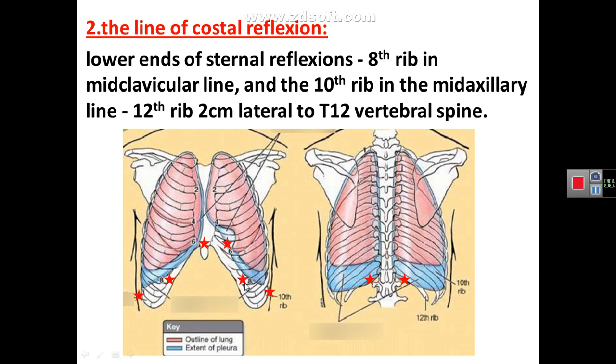And more laterally, the other point that should be connected is the 10th costal cartilage or 10th rib in the mid-axillary line. So first it will be the 8th rib in the mid-clavicular line, and then the 10th rib in the mid-axillary line, and finally the final point will be the point at the 12th rib on the right and left side, 2 centimeters from the spine of the T12 vertebra. So finally this is the final posterior point to draw the line of costal reflection.